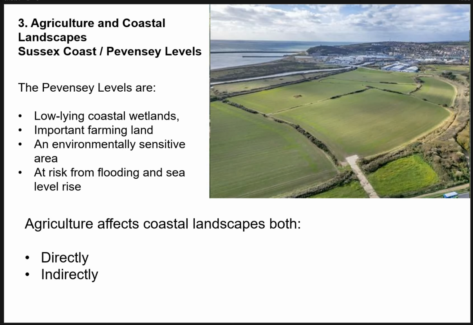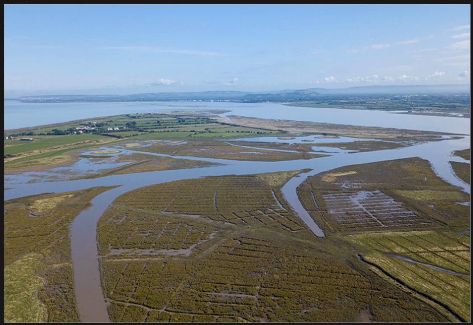Indirectly, agriculture affects the coast by increasing pressure for management and changing environmental systems. So examples of that might be use of fertilizers and pesticides, which can get into the river system and coastal waters. But also farming may increase flood risk if the wetlands are removed. It's another dramatic picture of the Pevensey Levels.